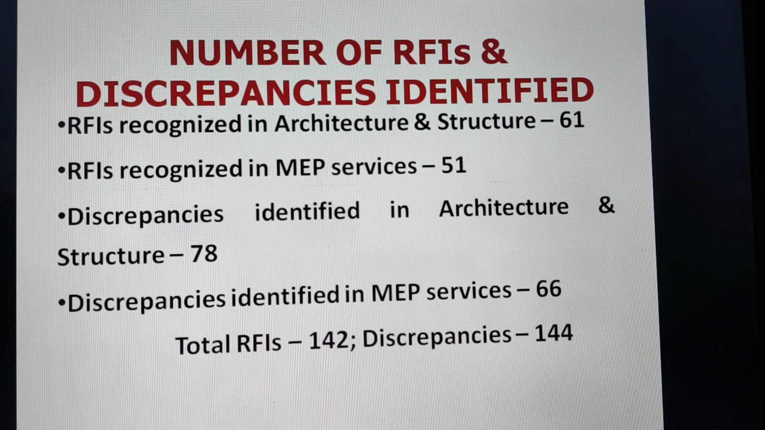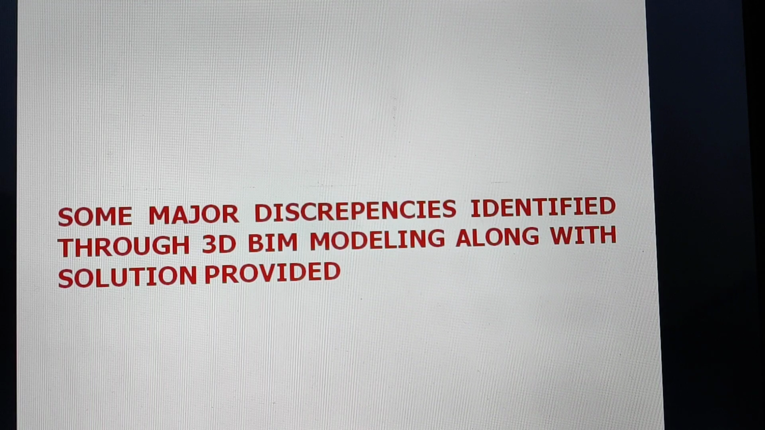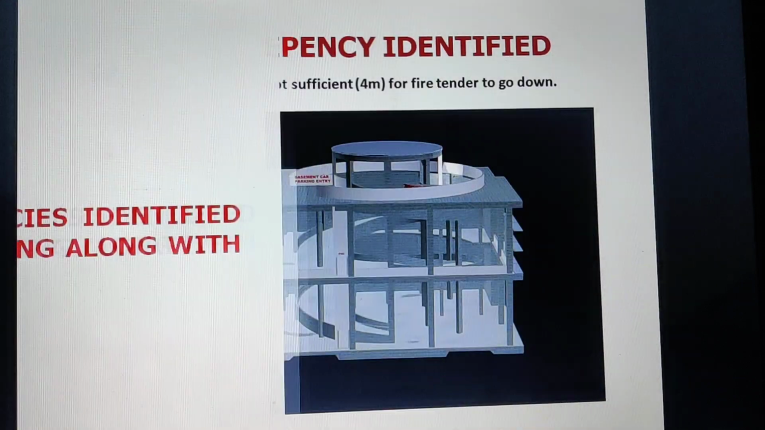Discrepancies identified in architectural and structural drawing were as many as 78, and only in MEP services were 66. Total discrepancies were of the order of 144. So we can understand that these discrepancies have been sorted out through BIM. Some major discrepancies identified through 3D BIM modeling along with their solution provided in the project.